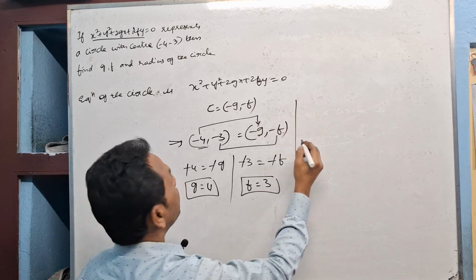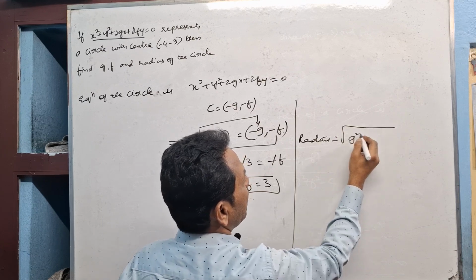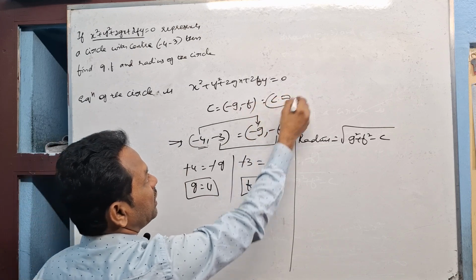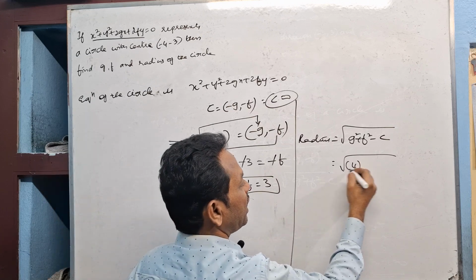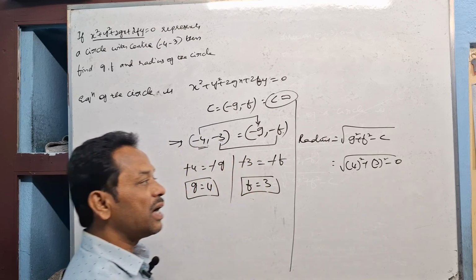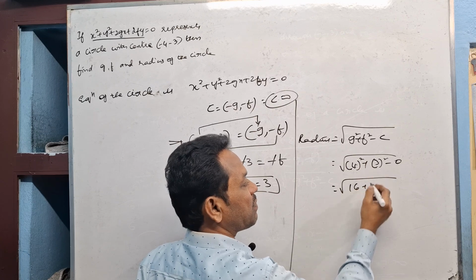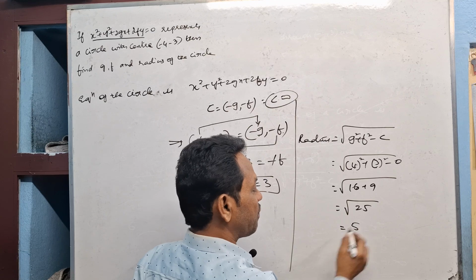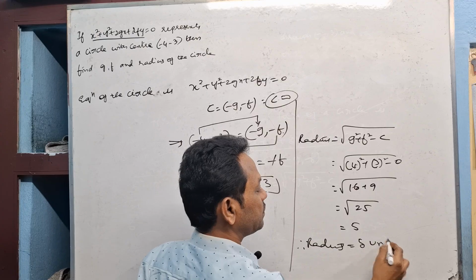Now we need the radius also. So radius equals, the formula says, root of g square plus f square minus c. There is no c here, so the value of c will be 0. Let me put in the values. The g value is 4, so 4 square plus the f value 3, 3 square, and c is 0. Then 4 square is 16 plus 3 square is 9, so that equals root 25. The root of 25 is 5. Therefore the radius equals 5 units.